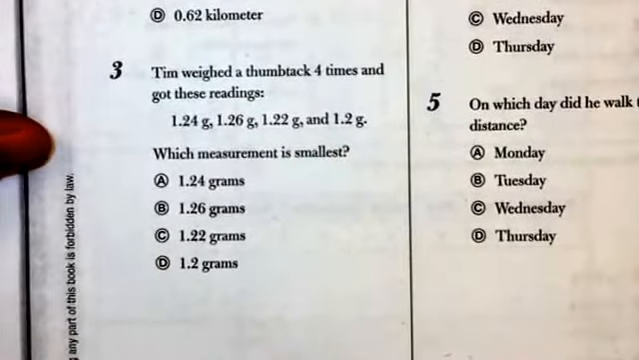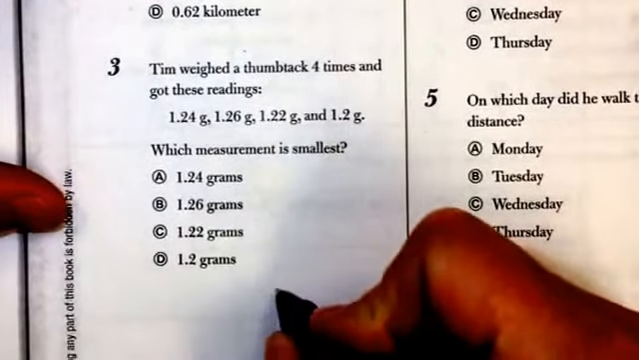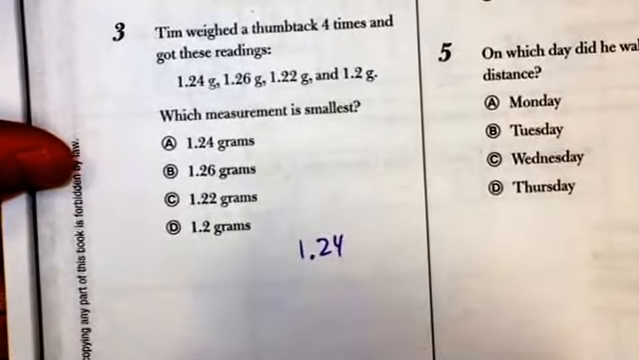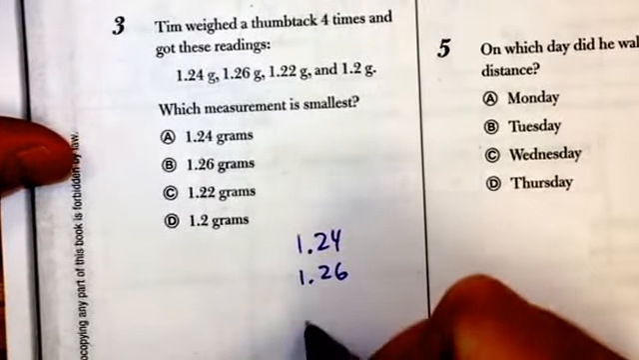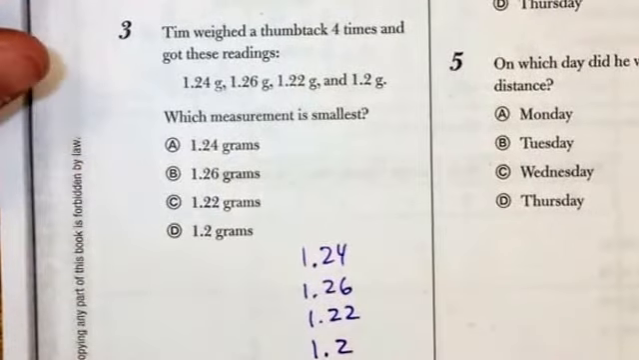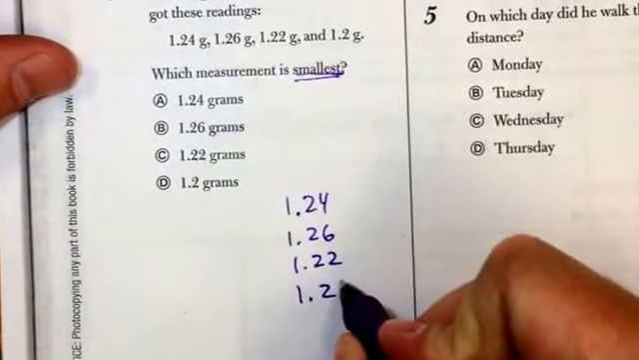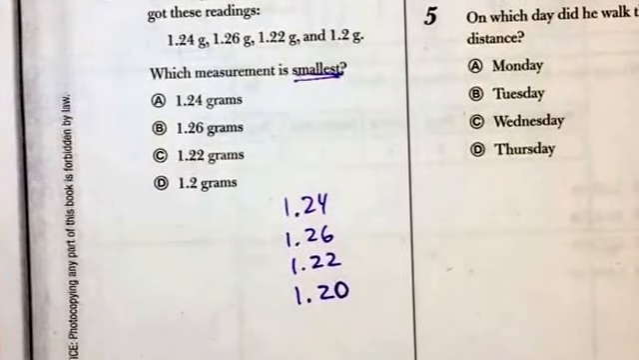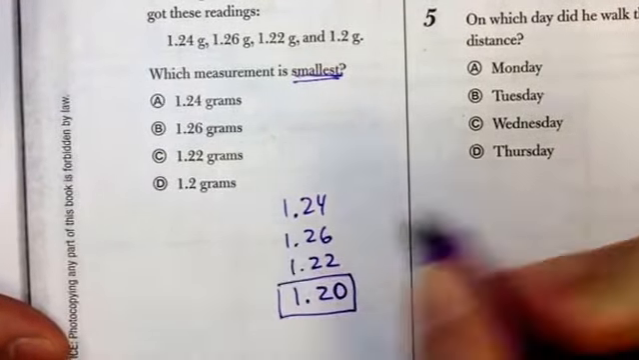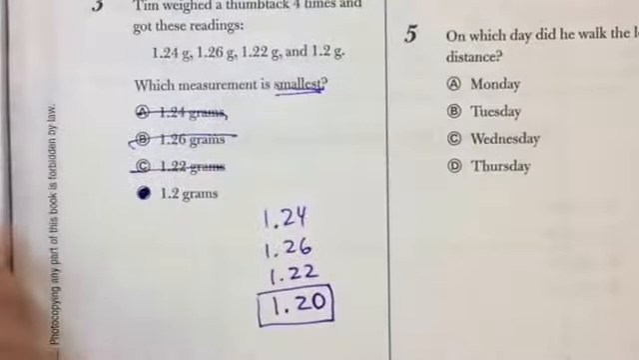And then number 3 on the back here. The weight of a thumbtack. Tim weighed a thumbtack 4 times and got these readings. He got 1.24, 1.24, 1.26, 1.22, and 1.2. And it says which measurement is the smallest. And so I want you to keep in mind that 1.2 is equivalent to 1.200, so that means that has to be the smallest one here.